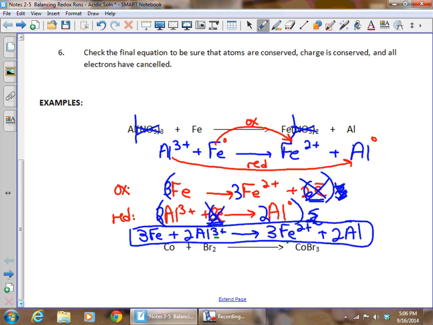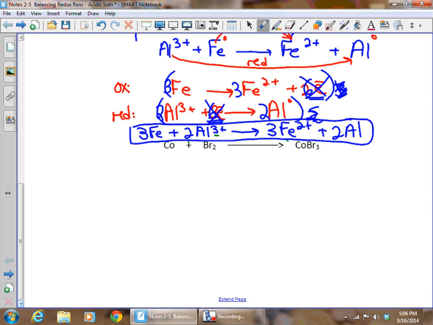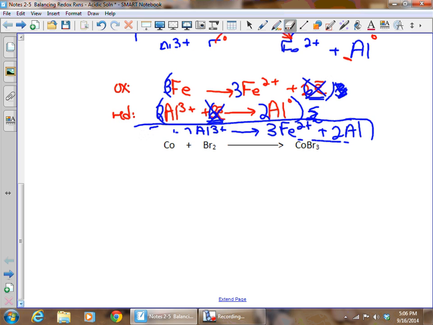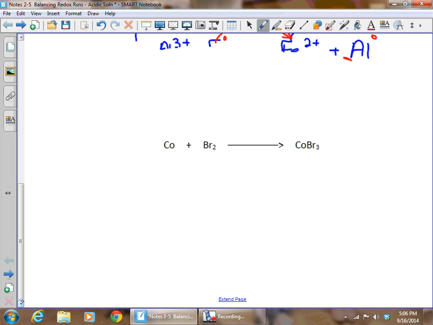Okay, so let's look at the next one. And I'm going to erase some of what we've done here so that it won't get too busy up here on the screen and make it more difficult to see what's going on. Both cobalt and bromine here are elements, so they're not going to ionize. But cobalt bromide is ionic, and if you look it up, it does ionize. So we're going to show that as being split, if you will.